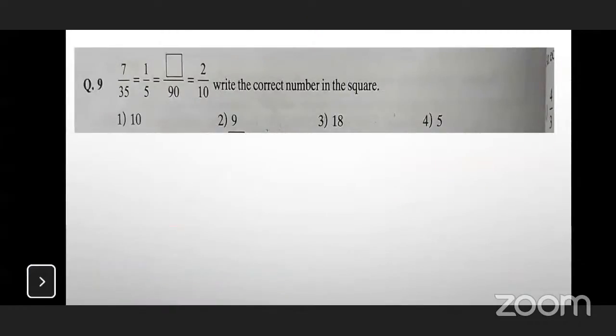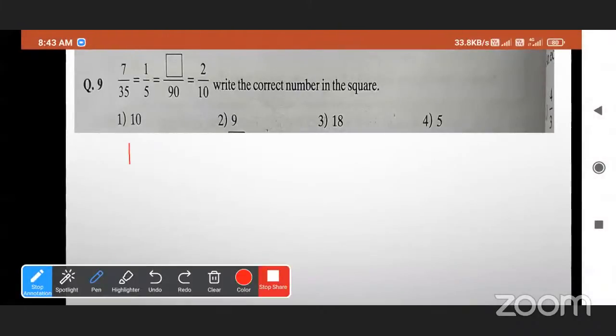Okay, now read this one. 7 upon 35 is equal to 1 upon 5, is equal to box upon 90, is equal to 2 upon 10. So we have to find the required number in the box. See, all of these are equivalent fractions. So we compare only box upon 90 and 2 upon 10.